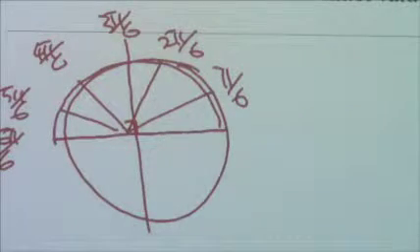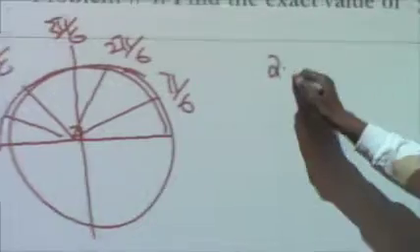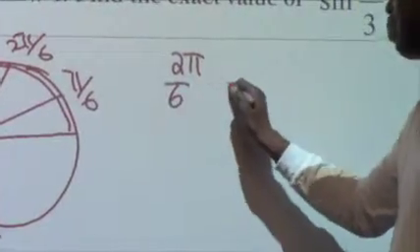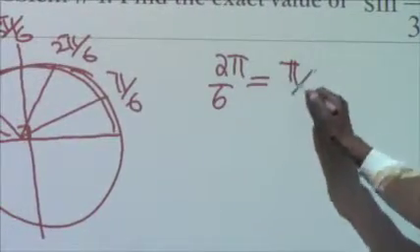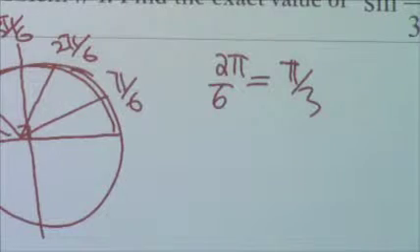I can continue, but let me do something quickly so that you see it. 2 pi over 6 is the same as what? Simplified, it's going to be pi over what? 3. Now, what is pi over 3?